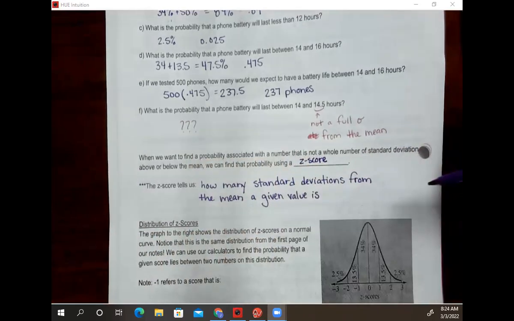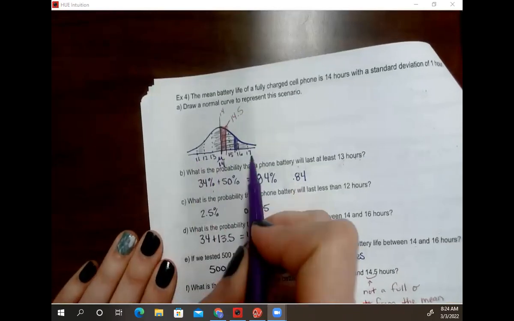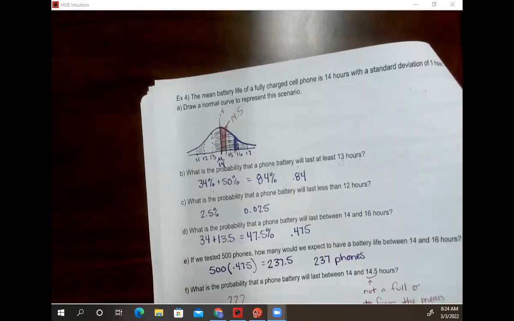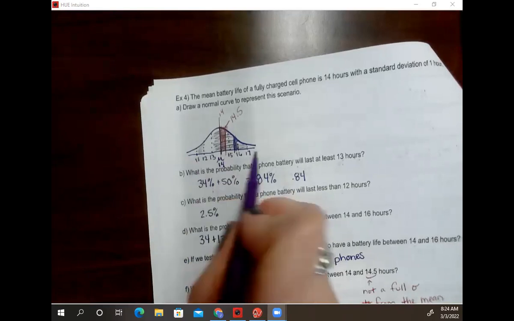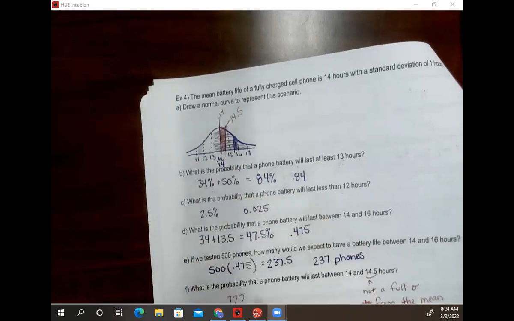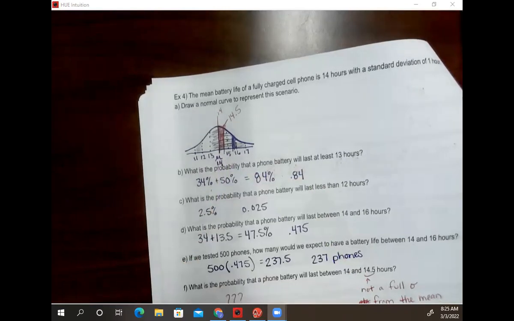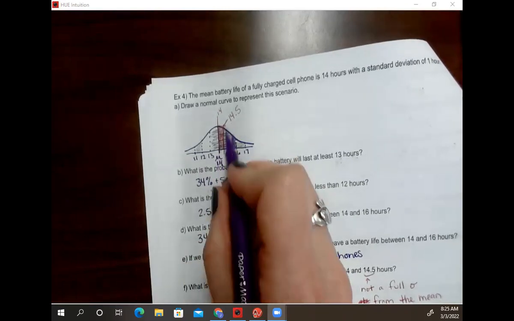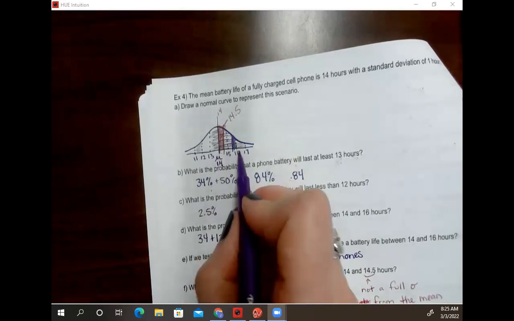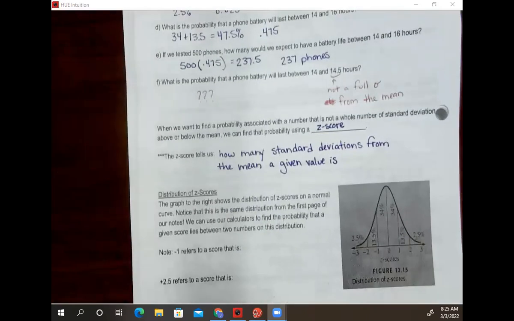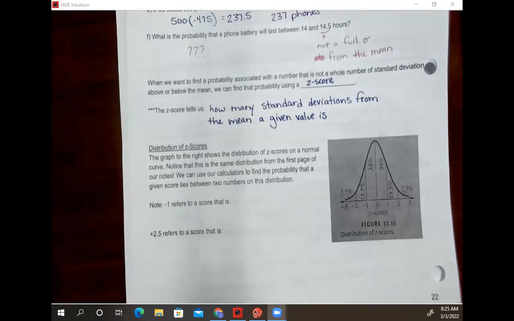What we're going to do with our z-scores is essentially ignore the actual values that we're looking at here. As we're measuring and finding these probabilities, we're going to focus not so much on 14 to 15 hours or 15 to 16 hours or 14 to 14.5 hours, but on what's my difference from the mean? How many standard deviations from the mean am I? Okay, and that's the lens we're going to look through with our z-scores.